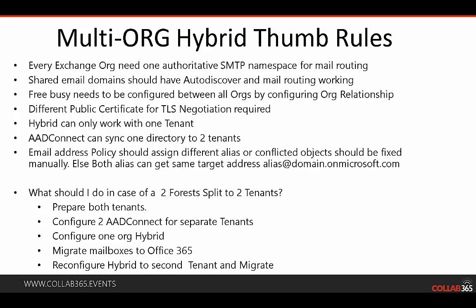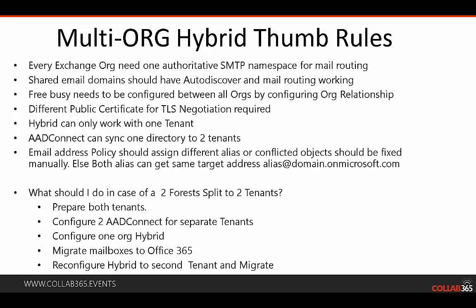Configure one org hybrid to tenant 1, and then migrate the mailboxes to Office 365. Once you are done with all the mailbox migration of that one tenant, then reconfigure hybrid to move to the second tenant and migrate all the mailboxes. You cannot live in hybrid mode with two tenants. So basically, in this kind of a desire, the goal can be achieved by running one forest connected to one tenant and another forest connected to another tenant.